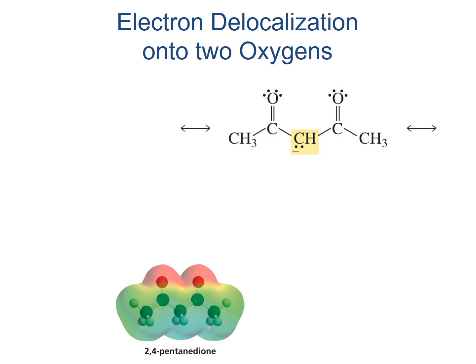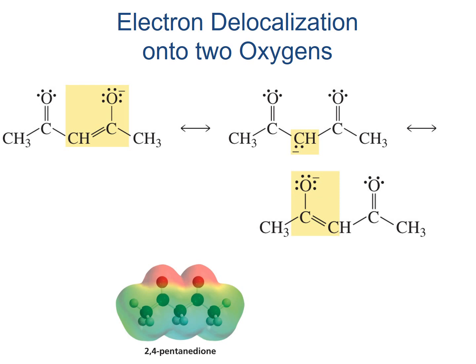If we have one that has two carbonyl groups, we now have double the delocalization. So we often will see increased acidity for these compounds that have two carbonyls with one carbon in between them.